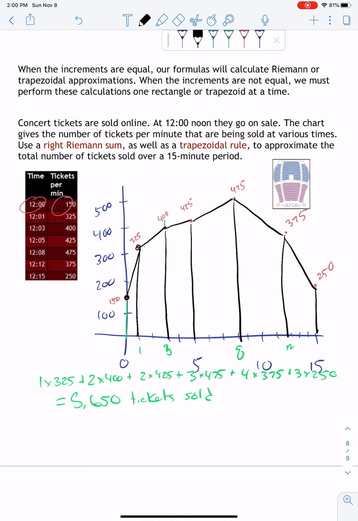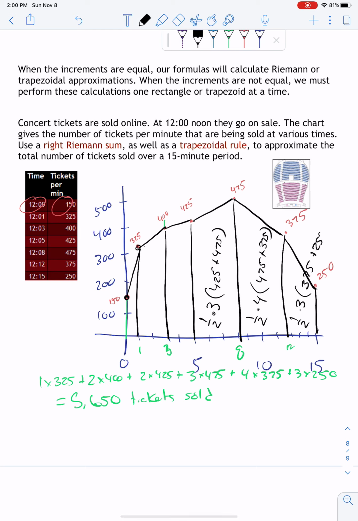So the area, remember, it's 1/2 times the base. So how wide is it? That one's 3 wide because I go from 5 to 8. But then I have to times it by the 2 heights added together, 425 plus 475. So that's that trapezoid. My next one is 1/2 times the base. This goes from 8 to 12, so it's 4 wide. And then I'm going to add 475 plus 375. I'm going to add the 2 endpoints of my trapezoid. My last one is 1/2 times 3, and then my endpoints are 375 plus 250.